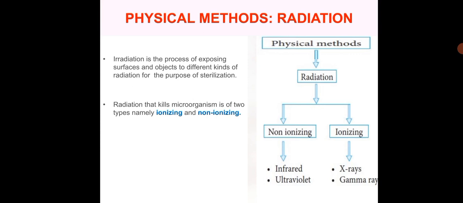Next physical method of sterilization is by means of radiation. Irradiation is the process of exposing surfaces and objects to different kinds of radiation for the purpose of sterilization. Radiation that can kill microorganisms is of two types, namely non-ionizing and ionizing. Radiations are commonly used for sterilizing heat-sensitive materials such as disposable plastic products and materials that cannot withstand heat.